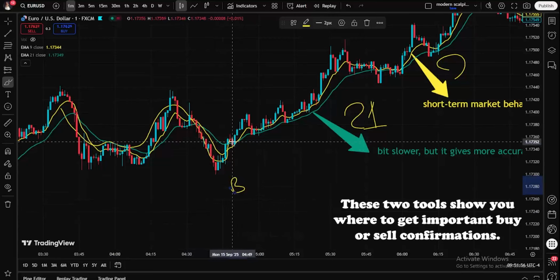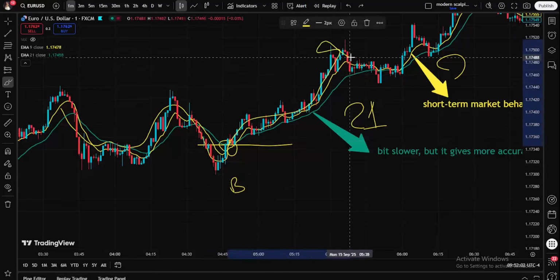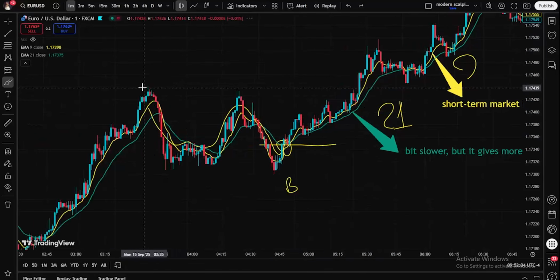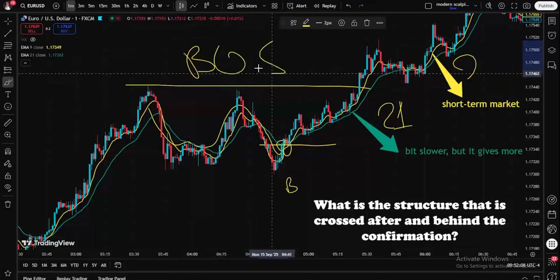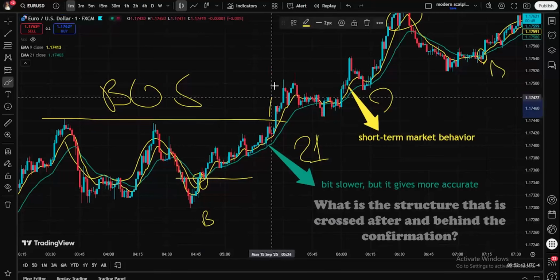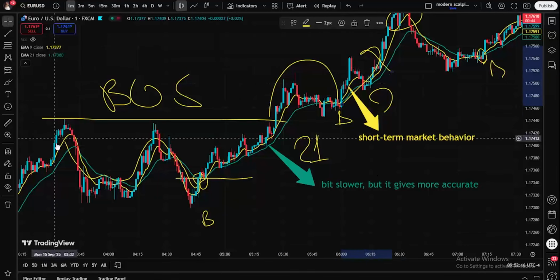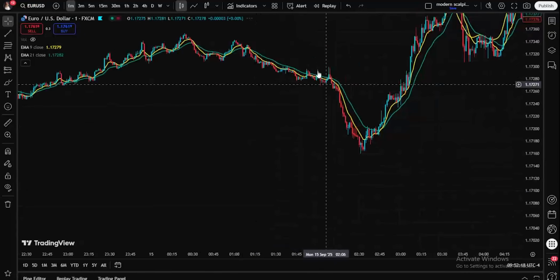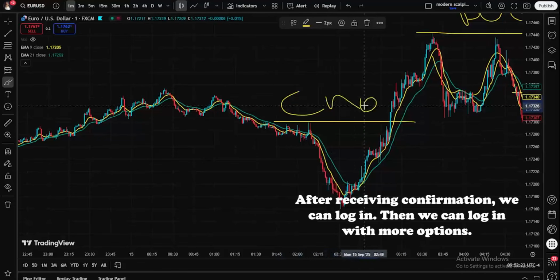Now here's an important question. Should we just look at the cross between the two? Absolutely not. In fact, professional traders look for the structure behind the cross more than the cross itself. For example, what is the angle of the cross? How far away is the price from the EMAs? Did the cross occur within a supply-demand range? Or was it accompanied by an impulsive candle?